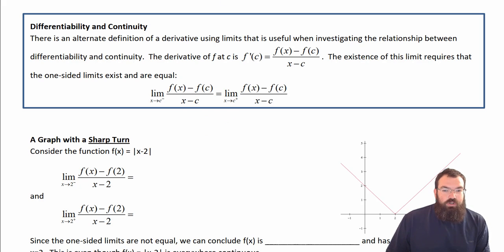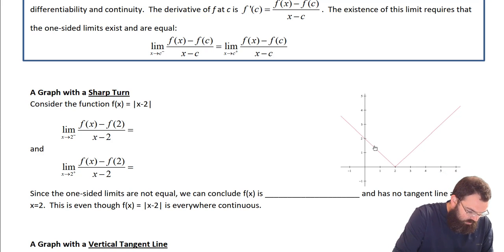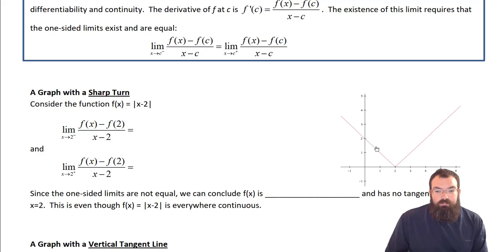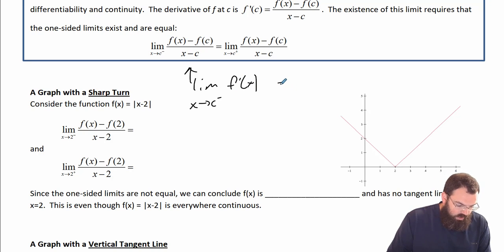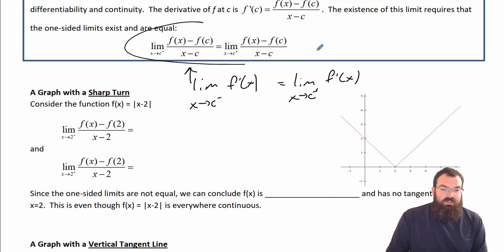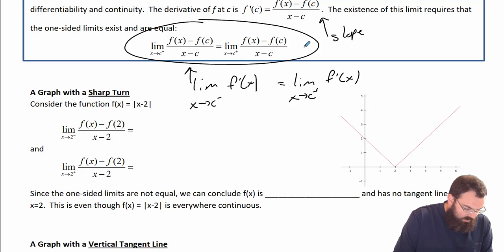So, a graph with a sharp turn. We know that absolute value functions... well, let's back up a little bit. So this here is really the limit as x approaches c from the left of the derivative, and that has to equal the derivative from the right. So that's just another way to look at this piece right here. And remember, this was the slope. We talked about that already. So now let's get into absolute value.